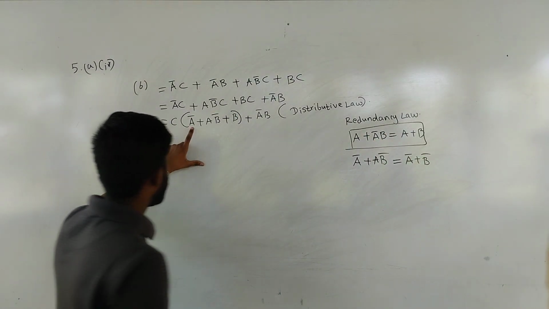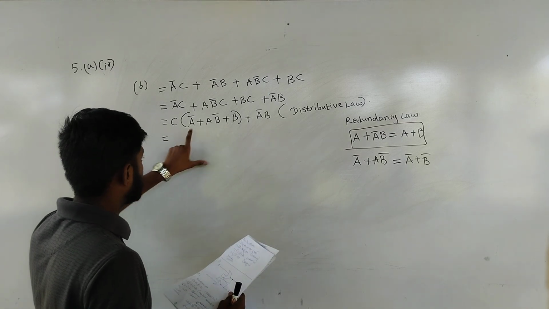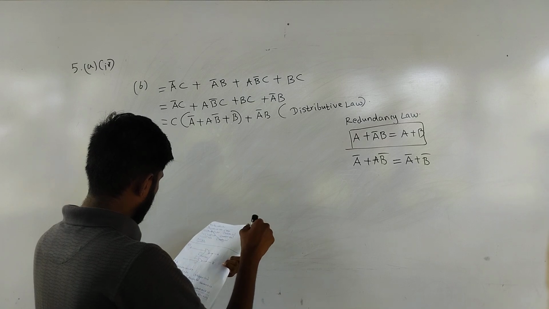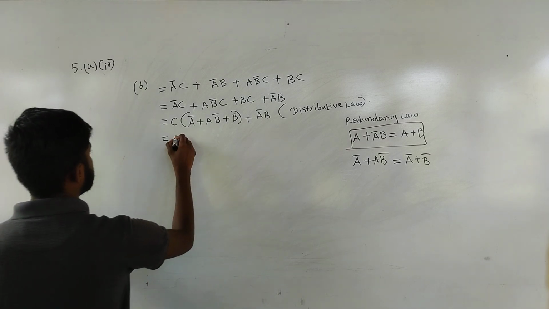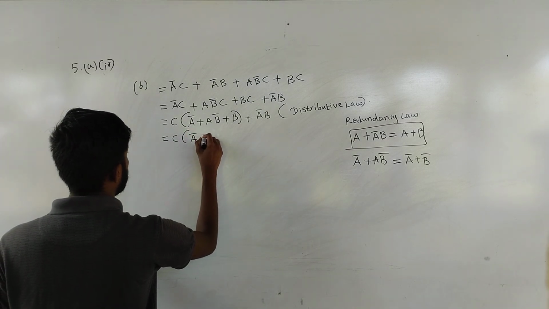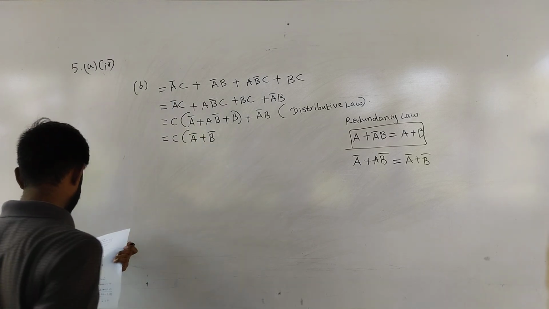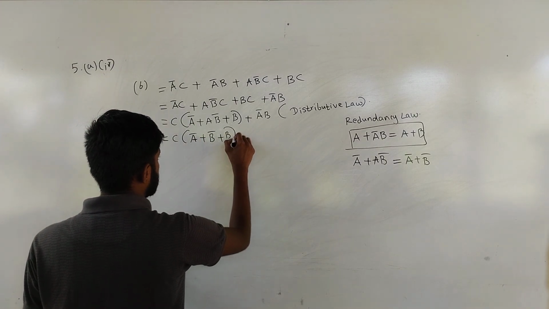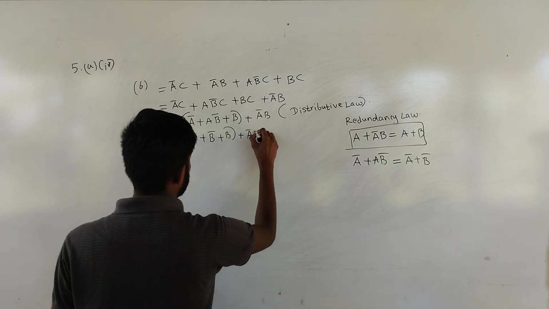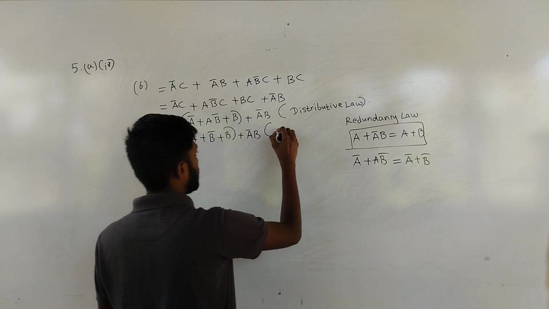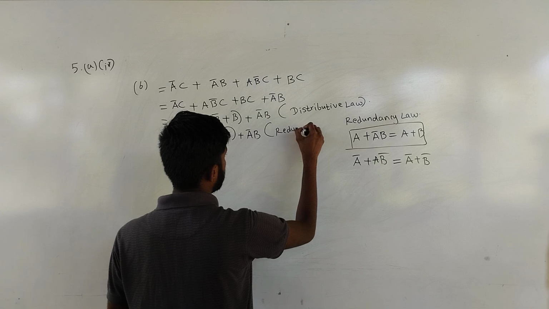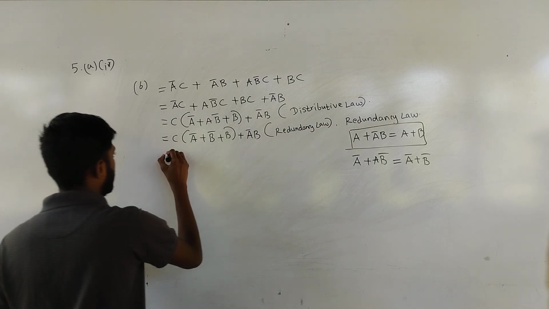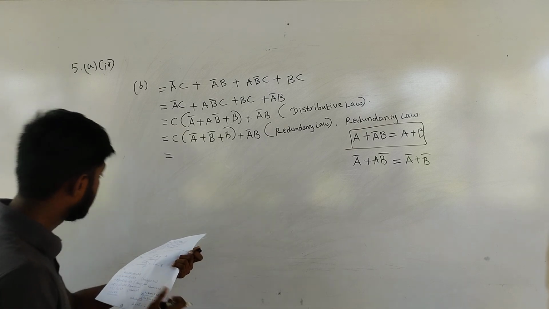So then here for a bar plus a b bar, I can write a bar plus b bar. Then this plus b is going to be like that itself, and this plus a bar b is also going to be like that itself. So it is going to be the redundancy law. As simple as it is. Fine, move forward. You can't stop now.